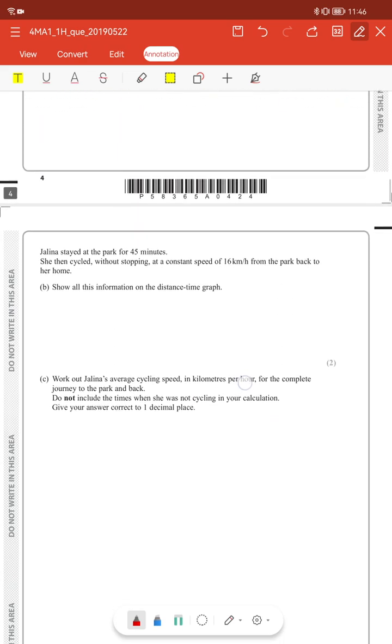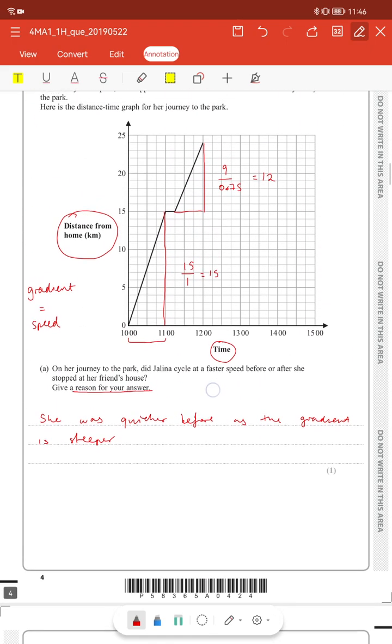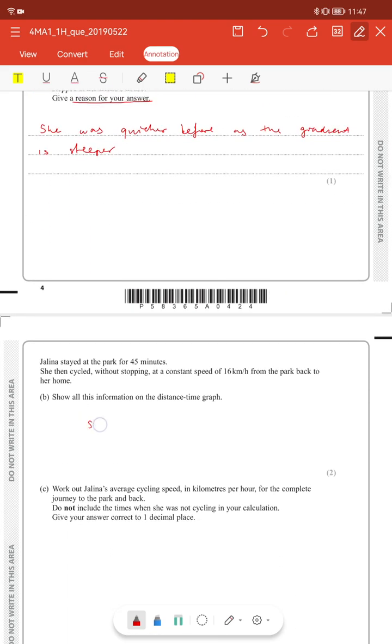She stayed at the park for 45 minutes. She then cycled without stopping at a constant speed of 16 kilometers an hour. Show this information. So she is 24 kilometers away. What we can remember is speed equals distance over time. So if we want to find the time, that's going to equal distance over speed. So it's going to be 24 kilometers divided by the speed, which is 16, which is going to take her 1.5 hours.